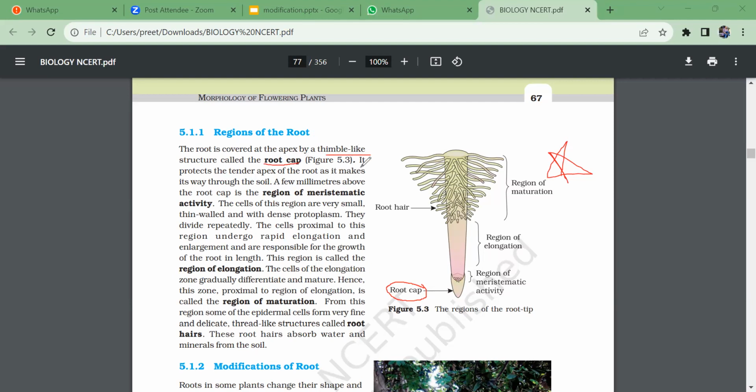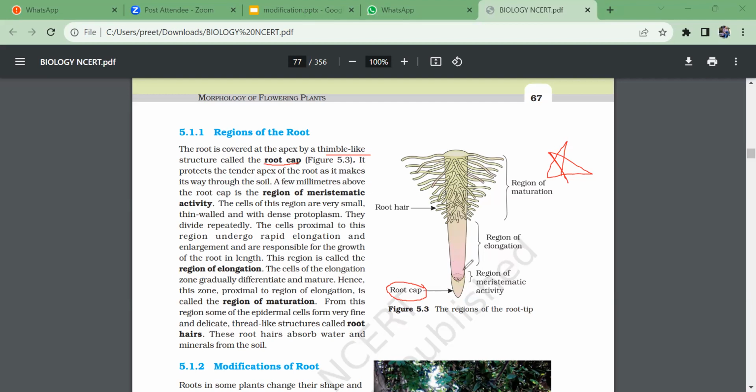See, soil is not a very soft place for the plant. There are so many stones, so many ups and downs and so many hard things in the soil. So the root has to penetrate into it, and there is a chance of getting damaged, right? So the root cap protects the plant parts from damage. It protects the tender apex of the root as it makes its way into the soil.